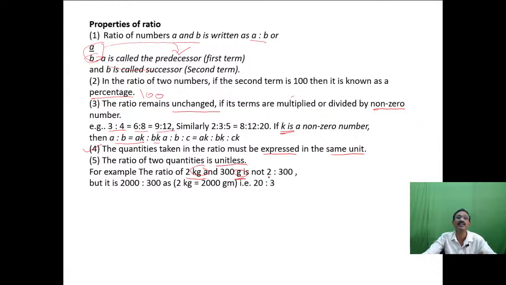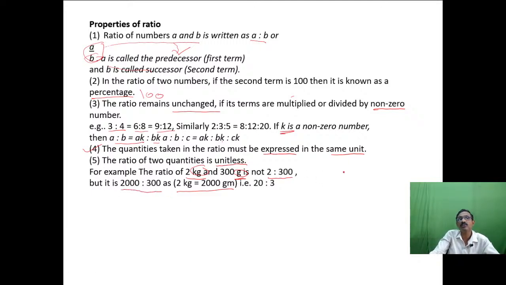If we write like this, 2:300, is it correct? No, because they are not expressed in the same unit. So to convert it, we will take kilogram and convert it into grams. So 2 kilograms gives me how many grams? It will give me 2000 grams. So now I can express my ratio as 2000:300.